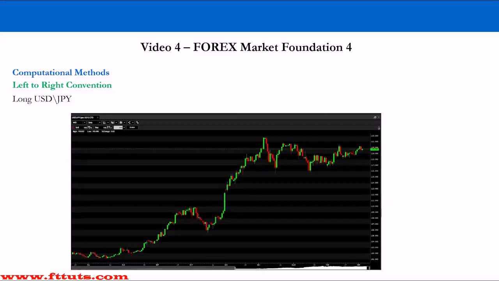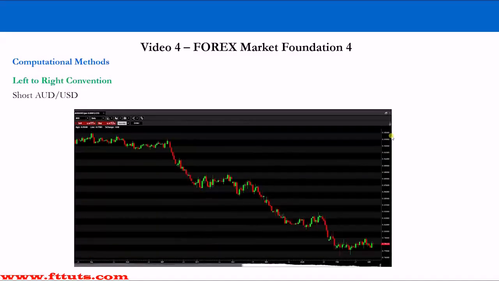If we look at the dollar yen here, for example, back here the dollar was buying 102 yen. Much further down the line, the dollar is now buying 119 yen. So the dollar buys more yen. We want this exchange rate, if we're long, to go up. Conversely, if we're short an exchange rate, we want it to go down.